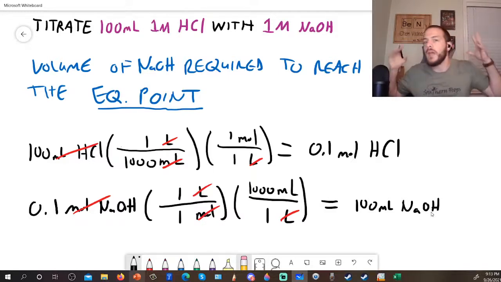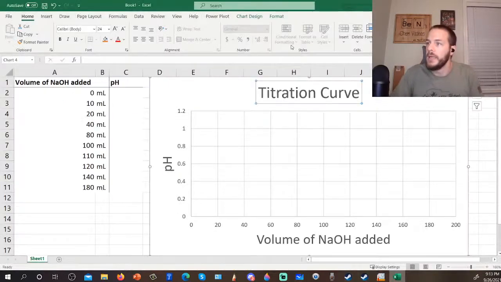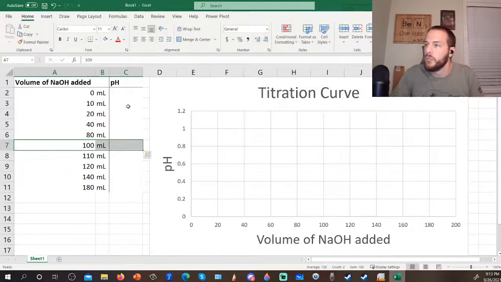So what we just calculated is the volume of our titrant, the volume of our sodium hydroxide that is required to reach the equivalence point whenever we start out with a 100 milliliter, 1 molar solution of HCl, titrating it with 1 molar sodium hydroxide. So what I'm going to do is I'm going to jump into Excel real quick, and I'm going to highlight this cell right here, this row right here. So again, what we're doing is we're calculating the pH of several points along the way in this titration curve.